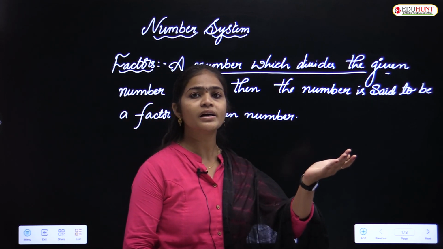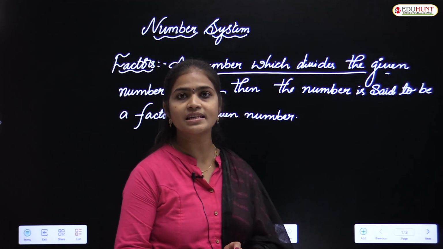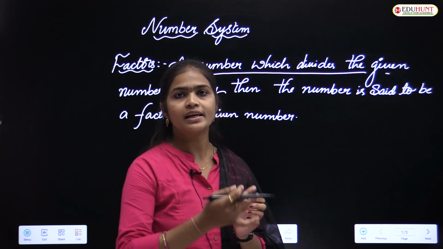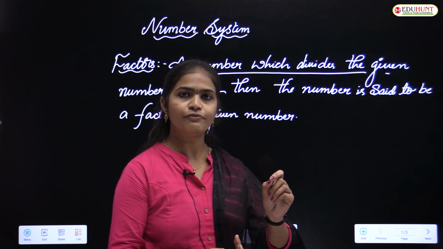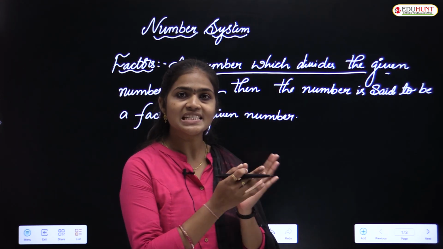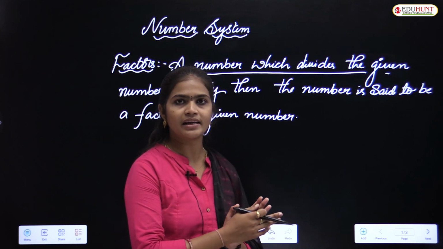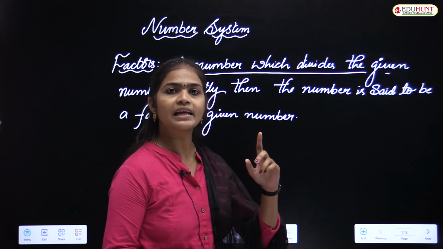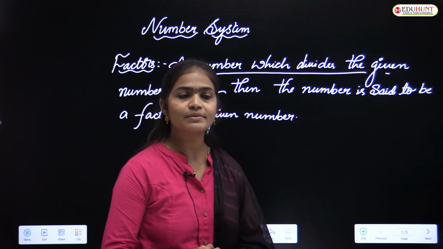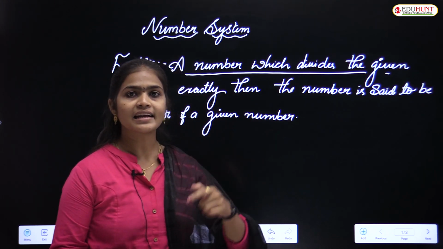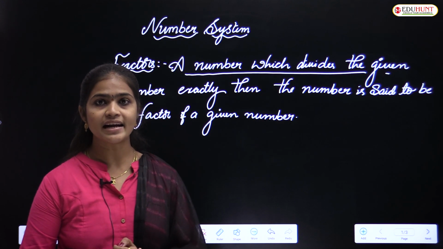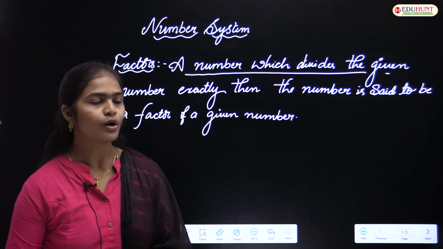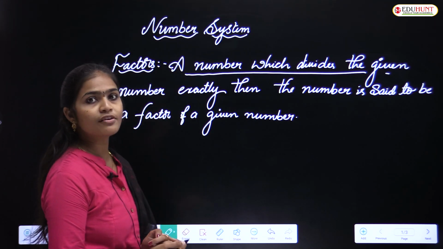A number which divides the given number exactly means the remainder should be 0. Here you have to keep one thing in mind: every number can be divided by some other number, but in some cases we get 0 as the remainder, and in some cases we get some other number as the remainder. If we get 0 as the remainder, then we say the number exactly divides the given number. Exactly divides means without any remainder, that is, the remainder is 0. Those numbers we call factors.